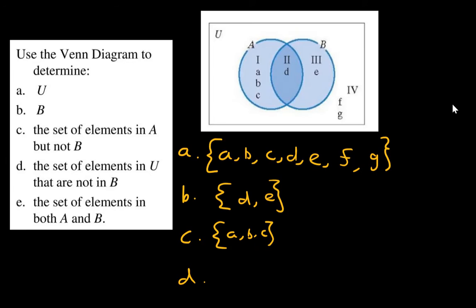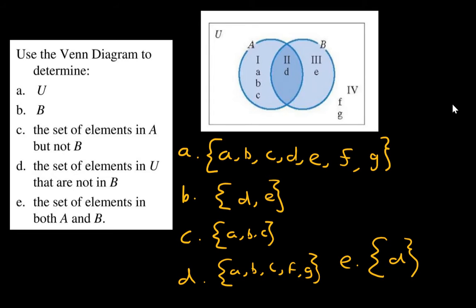D is the set of elements in U that are not in B. So that is going to be everything that's not in B. That's going to be A, B, C, F, and G. Then the last one finally is going to be the set of elements in both A and B. A and B is just going to be D.